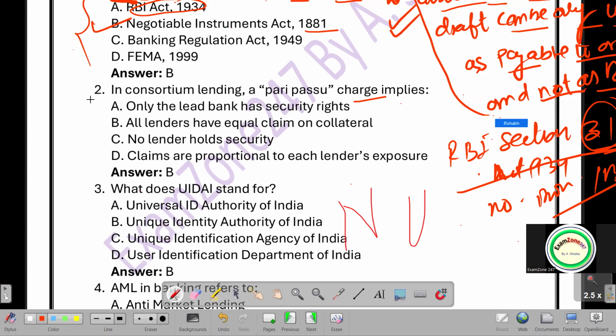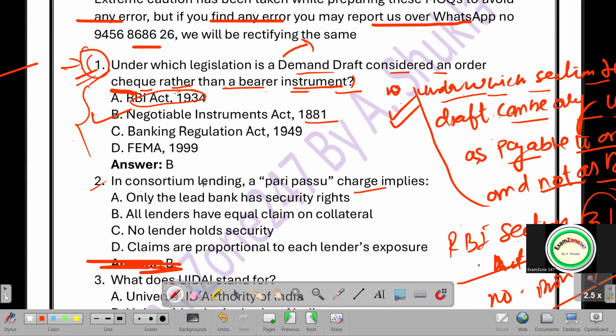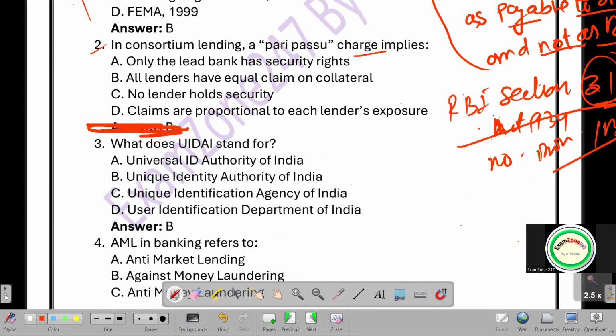In consortium lending, what is pari passu charge? I have already discussed. You may see. No. This answer is not correct. That all have equal: this answer is wrong in the PDF. Okay. I have already quoted that. While preparing, we avoided any error, but if you find any error, you may text us. While discussing, we are finding that this is not the answer. I have already posted on this.